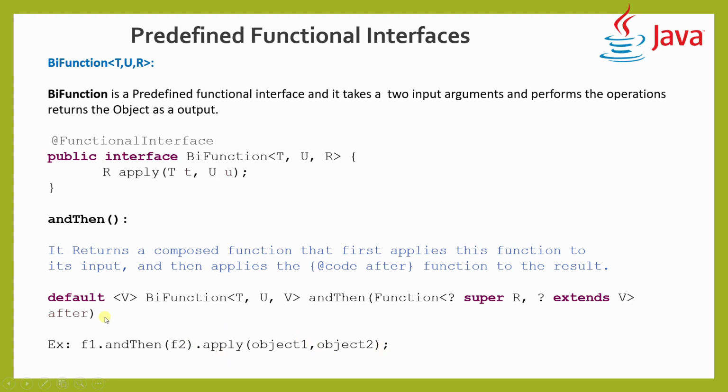That means, for example, f1 is function 1 and then f2, apply(object 1, object 2), whatever we are going to apply the method on. First the apply method works on f1 and then it works on f2. But the compose method that Function has, BiFunction does not have. We will see the examples.